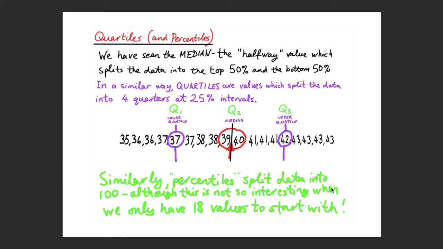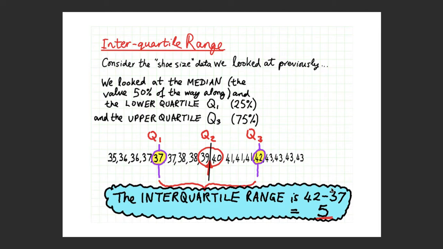So anyway, get that jotted down about quartiles in your books if you haven't done so already. Okay, so now I'm going to talk about interquartile range. So we looked at the shoe size. The lower quartile was 37. That was the value that cut off the bottom 25% from the rest. The upper quartile was 42. That was the value that cut off the top 25% from the rest.